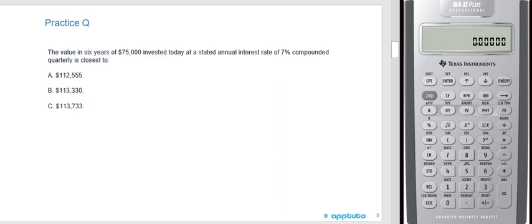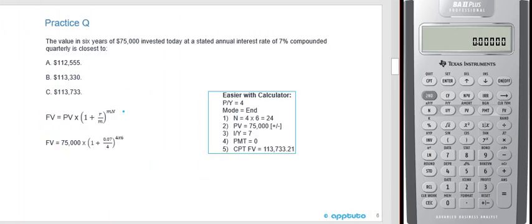A quick little practice question for you. The value in 6 years of 75,000 invested today at a stated annual interest of 7% compounded quarterly is closest to A, 112,555, B, 113,300, or C, 113,733. Okay, the answer is C, 113,733. On the left-hand side, I just reminded you the algebra, but I'm not going to work my way through it. It's a lot easier to do it on the calculator, okay?